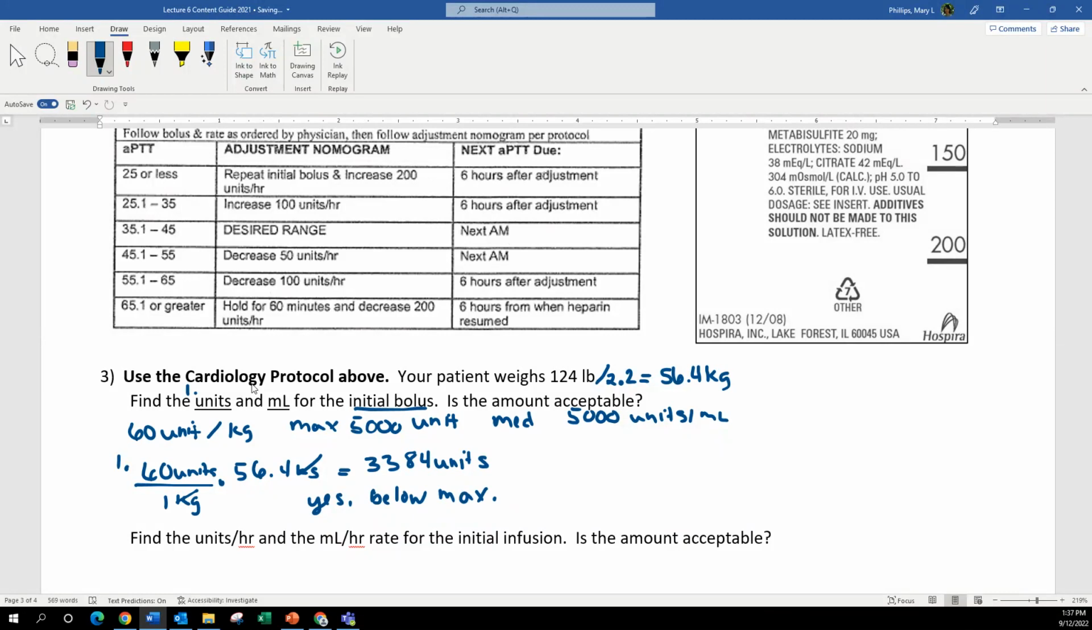So then step 2 is to figure out these milliliters. So to figure out the milliliters, again, I'm going to go with the dimensional analysis approach. I'm going to use that answer I just had, so 3,384 units, and I'm going to use the med that I noted. So that med had 5,000 units per milliliter. So I'm going to have to put the 5,000 in the denominator so that it cancels units.